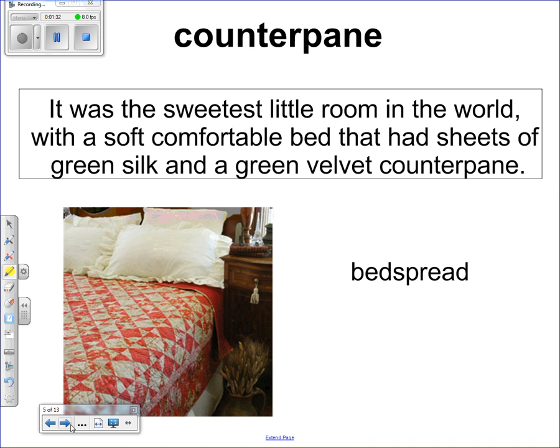Next is counterpane. It was the sweetest little room in the world, with a soft, comfortable bed that had sheets of green silk and a green velvet counterpane. And counterpane is a bedspread or like a quilt. And so, again, it's one of those older terms that we don't really use anymore. We would call it something like a quilt or a comforter. So that's what a counterpane is.